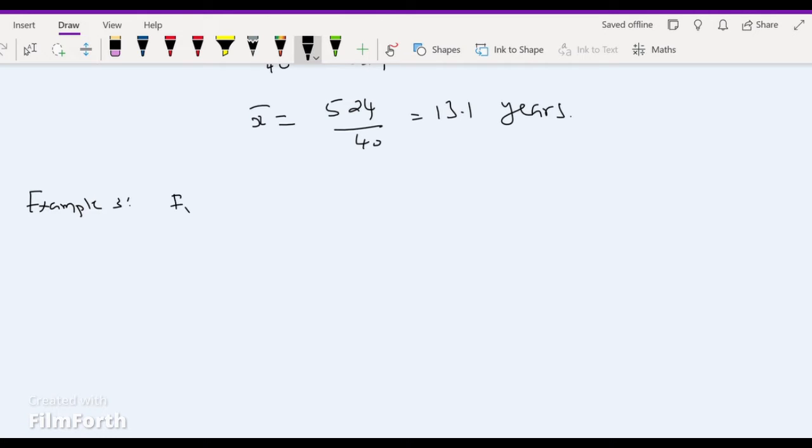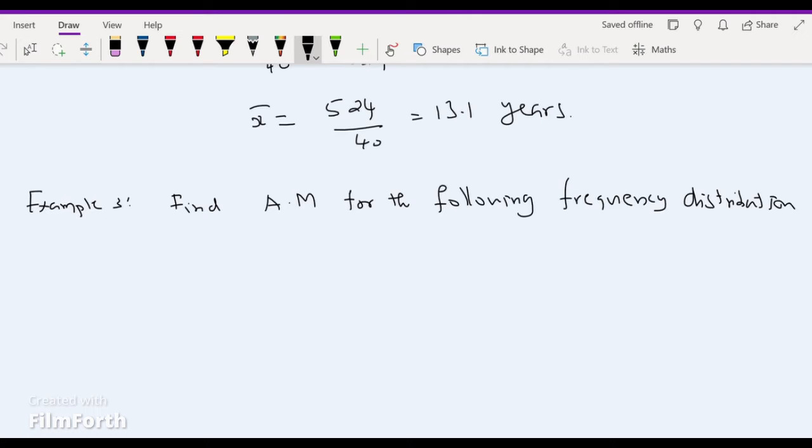Find the arithmetic mean for the following frequency distribution. First problem, only observations given. The second problem, observations plus corresponding frequencies given. The third problem, class limits and frequency given.